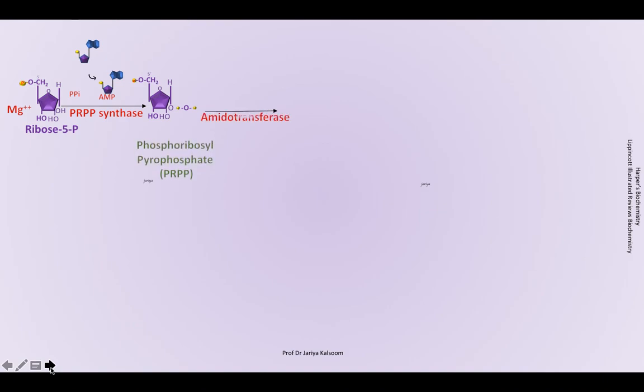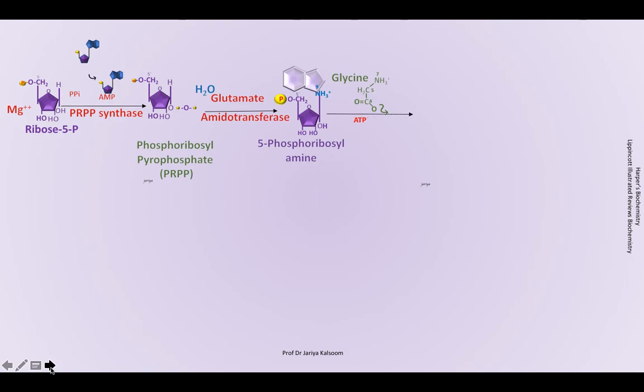Now PRPP, in presence of PRPP glutamyl amidotransferase, receives amide groups from glutamine. Thus the foundation of the purine ring is laid. This nitrogen atom is going to appear at position 9 of the future purine ring. During this transformation, the pyrophosphate is released and PRPP is converted to 5-phosphoribosyl amine.